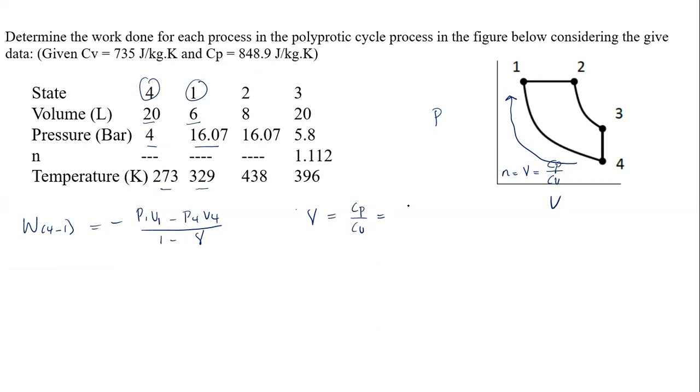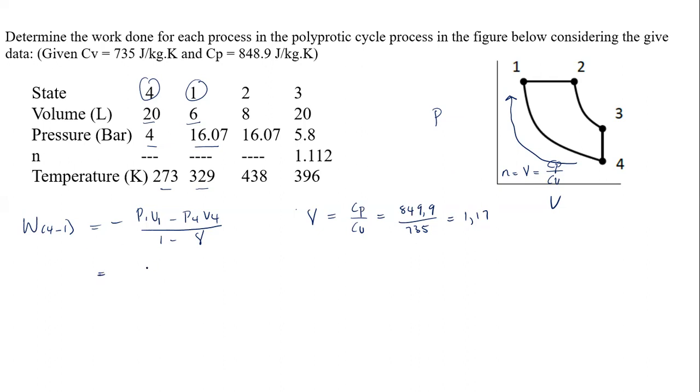So my Cp in this case, I have 849.9 divided by 735. And then when I punch this on my calculator, I have 849.9 divided by 735. And then how much do I get? To two decimal places, I get 1.17. This is what I get.